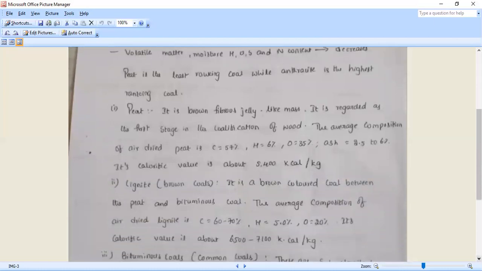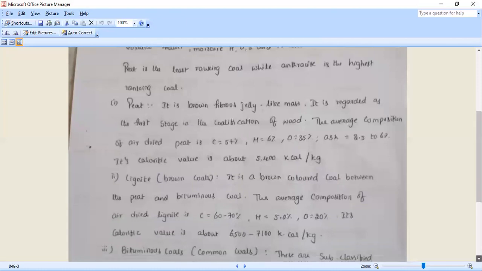Next we go for lignite. Lignite may have 60% to 70% carbon content, 5% hydrogen, and 20% oxygen. It may have a calorific value of 6,500 to 7,100 kilocalories per kg.